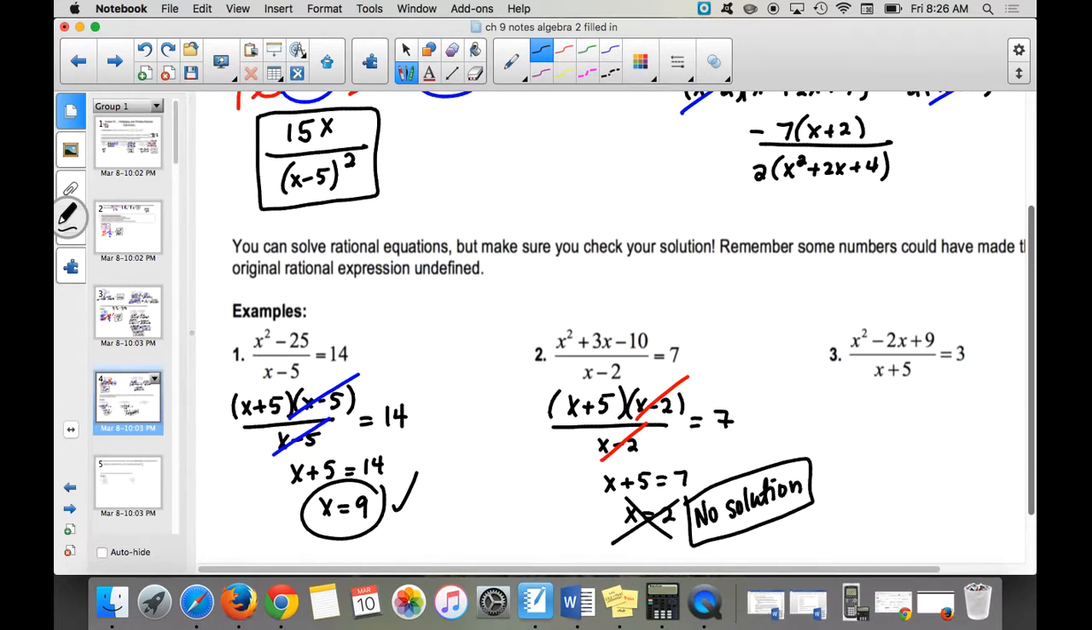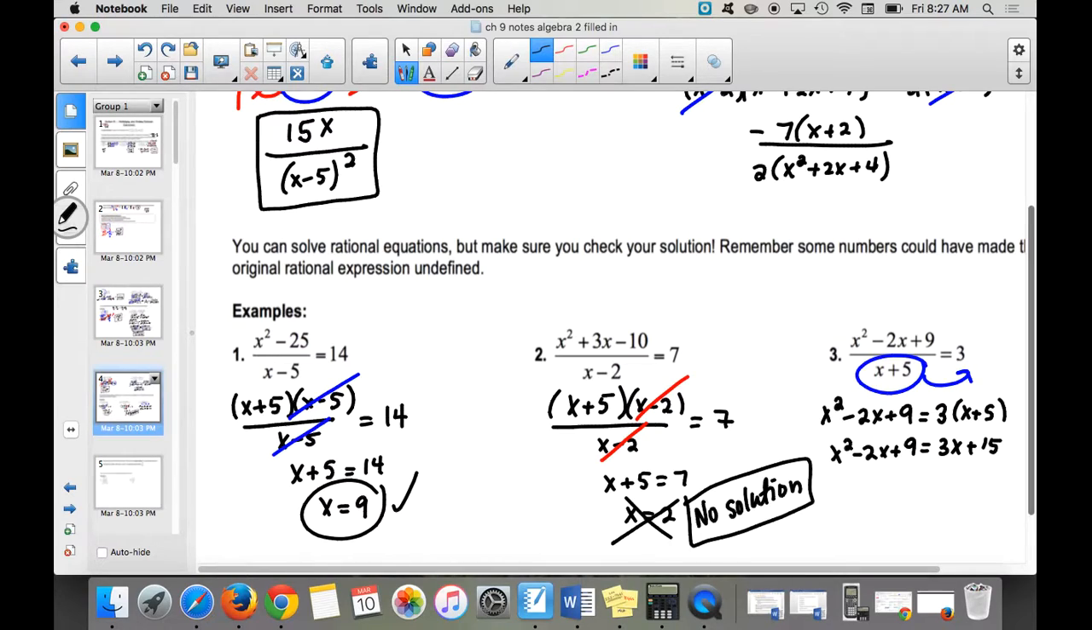Okay, and then sometimes it doesn't factor. So this next one I have x squared minus 2x plus 9 all over x plus 5 equals 3. Okay, and it doesn't factor. So in this case, you actually would have to do that longer method. You're going to take the denominator and multiply it to the other side. So we're going to have x squared minus 2x plus 9 equals 3 times x plus 5. So I have x squared minus 2x plus 9 equals 3x plus 15. And I get everything on one side.